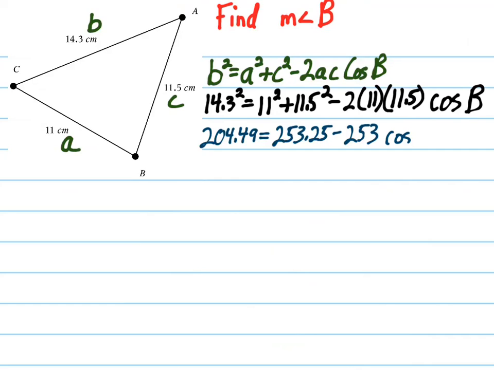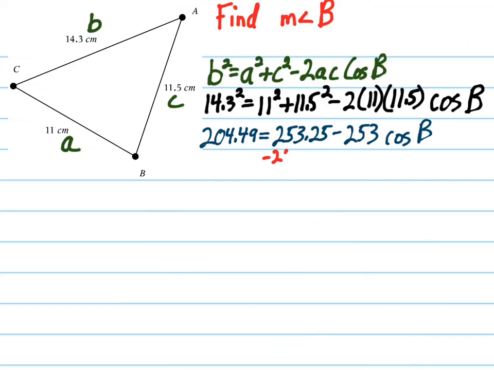That'll be minus 253 cosine of B. So really I've got to work these as two separate pieces because the cosine is getting multiplied with only that right side. Alright, now it's just down to an equation basically. It looks a little messy, but it'll clean up the same way. We have that 253.25 as positive on the right side.